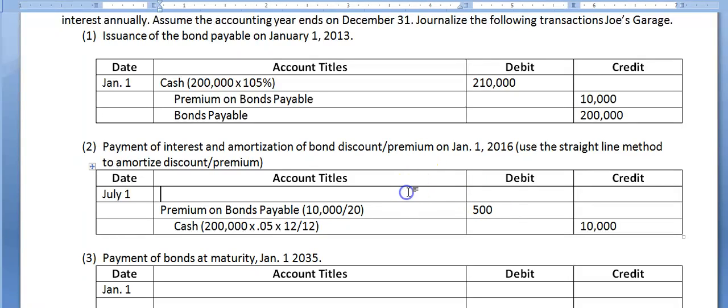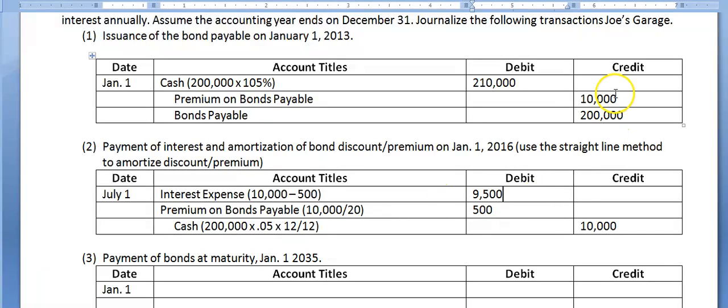Now what's the interest expense? It's just the difference between the two. $10,000 credit. We've only got $500 on the debit side. Debits have to equal the credits, so this is going to be 10,000 minus 500, or $9,500. Now why did we do this?